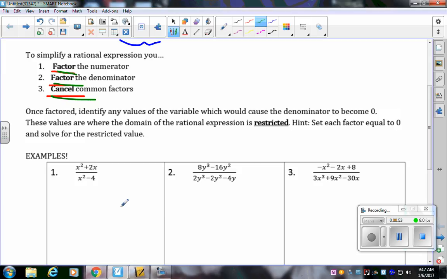When you see a problem like this, if your first instinct is to cross things off, that is wrong. You need to factor first. Come back to that in a moment.